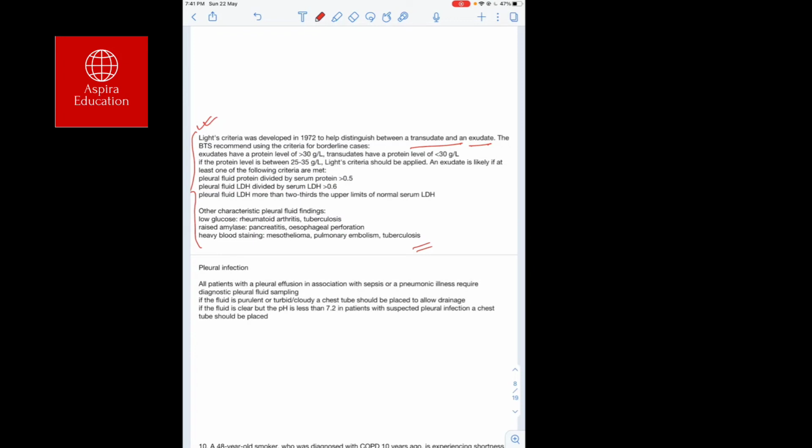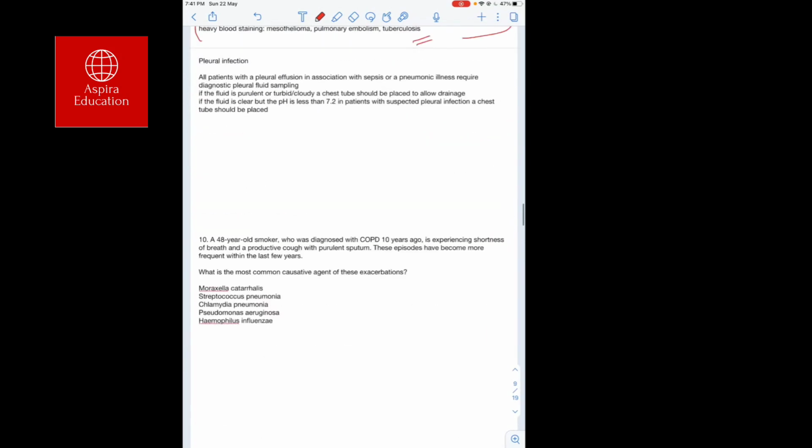One more important thing: if it's bilateral, mostly it is a transudate. If it's unilateral, mostly it is an exudate. Again, exudates have a higher protein value and transudates have a lower protein value. And if it is an intermediate protein value, Light's criteria fits the best. There we check the serum protein and fluid protein, serum LDH and pleural LDH. So this is about pleural effusion. This will help you out. You can take a snapshot regarding this.